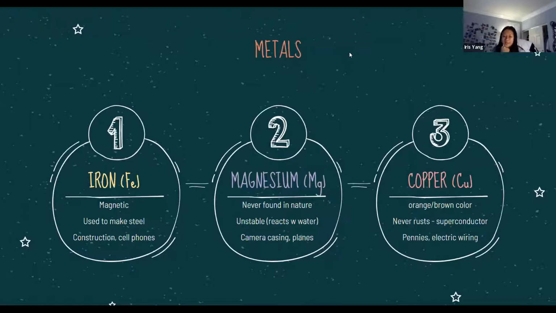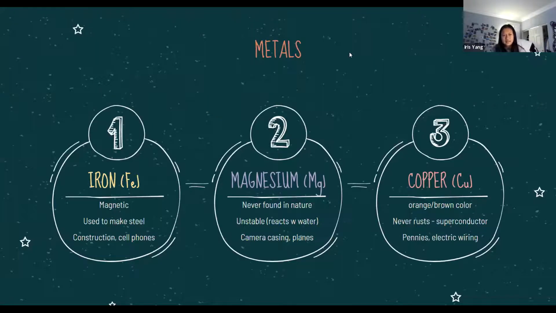Okay, next we have magnesium. Magnesium is never found in nature, but most of these metals, like iron and magnesium, your body actually needs. They're all in the food you eat. Next time you can check the nutrition label of the foods you eat, and you might notice that they have magnesium or iron.